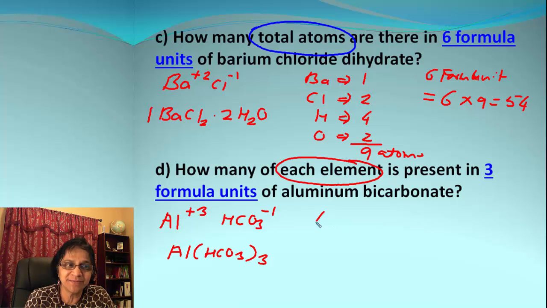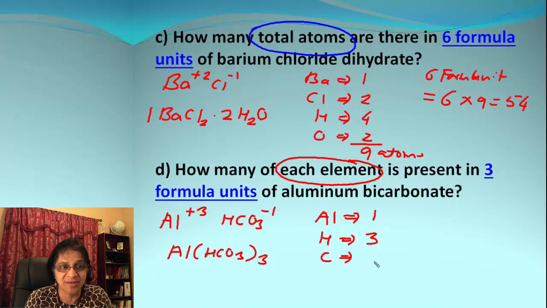So let's begin. For one formula unit, we get one aluminum atom. Hydrogen will be times 3, so it will be 3. Remember carbon, again it will be times 3, so it will be 3. And oxygen will be 3 times 3, so it will be 9. Now these are the number of atoms for one formula unit, and we need to find out the atoms for 3 formula units. So what do we do?